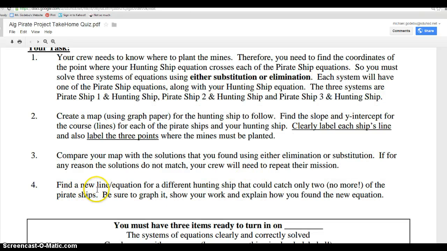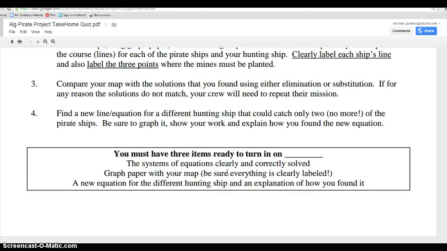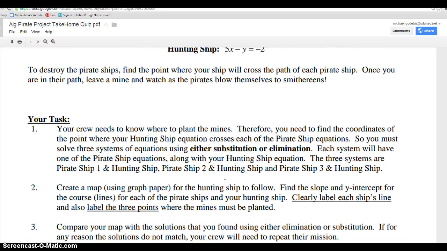Then task 4 is to find a new equation for a different hunting ship that will only catch 2, no more, you can't catch 3, of the pirate ships. Graph it, show your work, and explain how you found the new equation. This is a challenging project, but essentially you have all the skills we've done in chapter 6 for you to be successful at this.